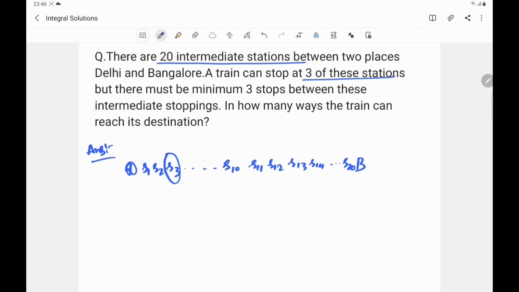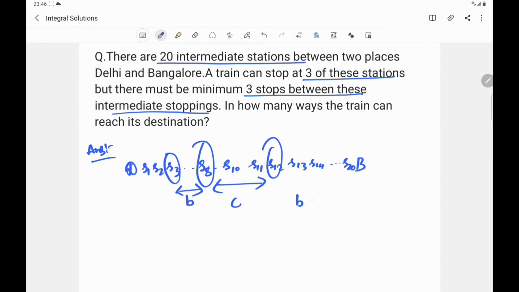So let me select this as S3. I have selected S8 as another station, S12 as another station, S20 as another station. So 3 stations, I cannot select more, so I have selected these 3 stations. But there must be a minimum of 3 stops between these intermediate stoppings. That means the gap between these, let it be B, let it be C. So B is greater than or equal to 3, and C should also be greater than or equal to 3.